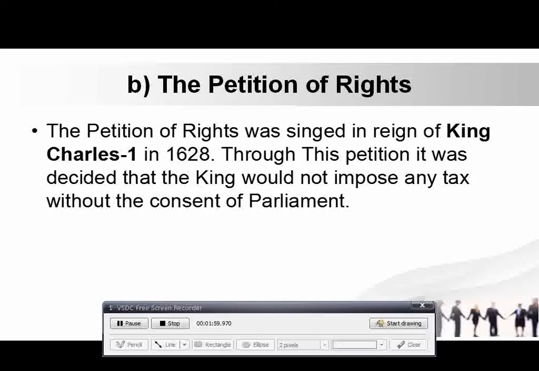After that, we have the Petition of Rights. The Petition of Rights was signed in the reign of King Charles I in 1628. Through this petition, it was decided that the king would not impose any tax without the consent of Parliament.